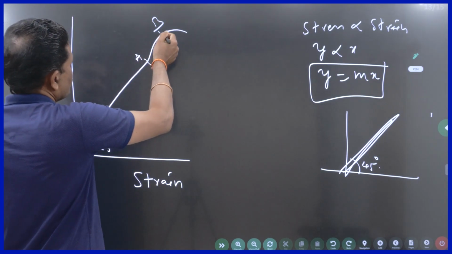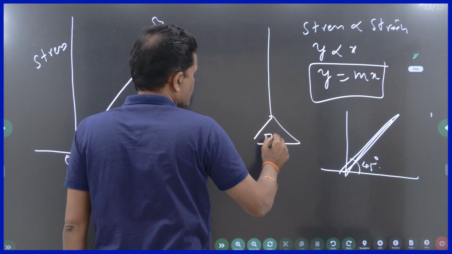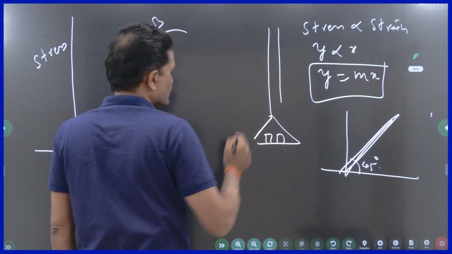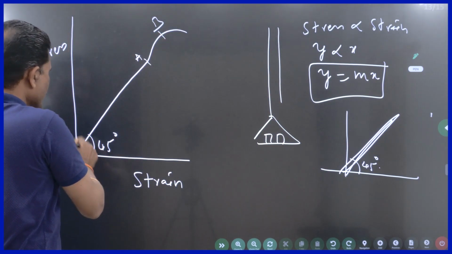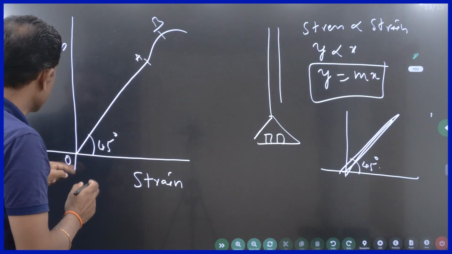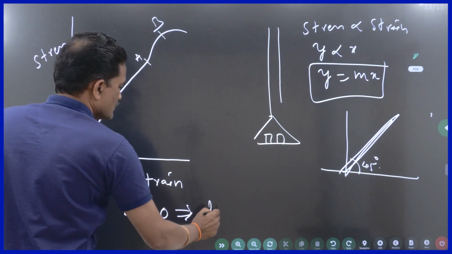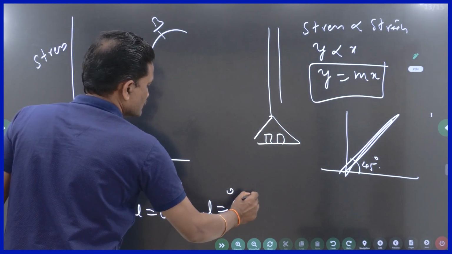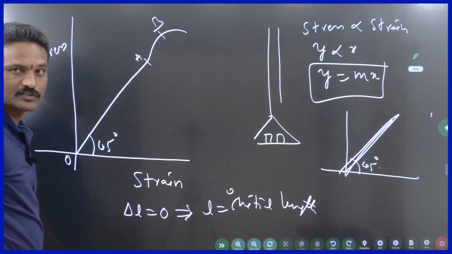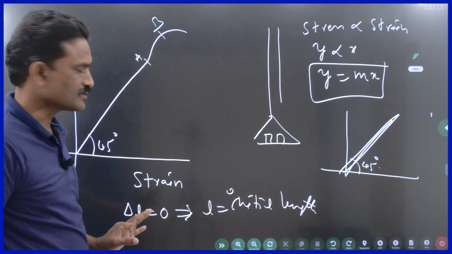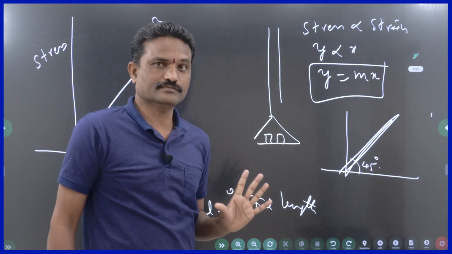So at B, even if I remove the weights attached to this, it is gaining its original shape and size. That means up to here, it can come back to O. Coming back to O means delta L is 0. Delta L is 0 means the initial length. Is this clear? Right. So this is very, very important. This question you are going to get in the exam, damn sure.